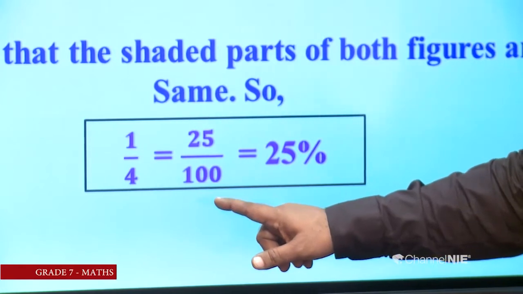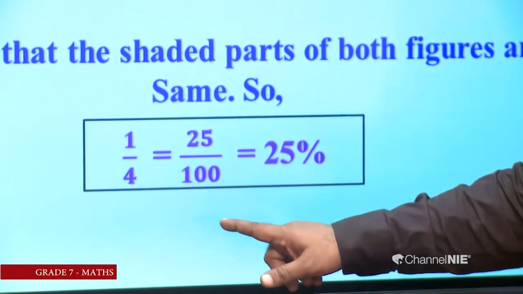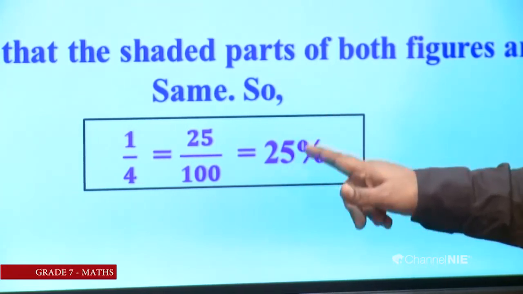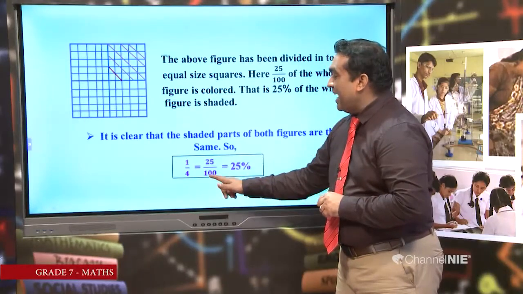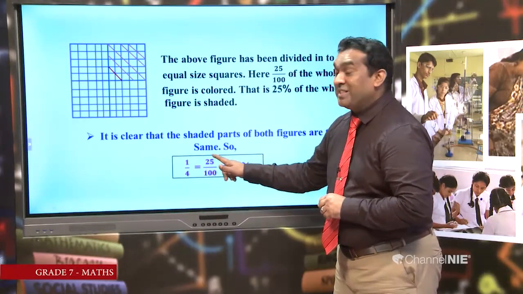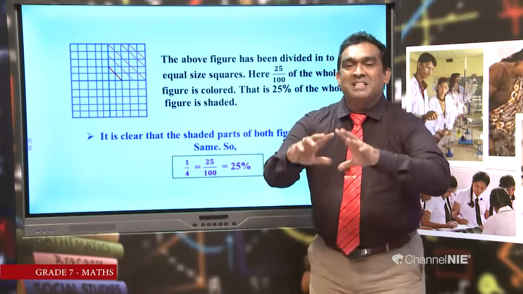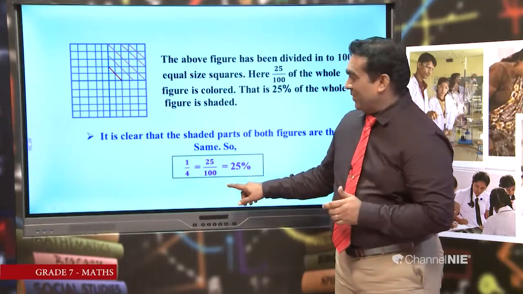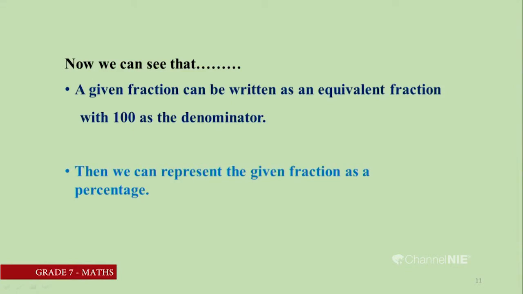What is the main purpose there? We want to convert 4 into 100 because we want to convert the given fraction into a percentage. Conversion of numbers. 4 is converted into 100. As a result of that, 1 also converted into 25. Here you use the same number. It means the concept of equivalent fractions. Understood? Okay.